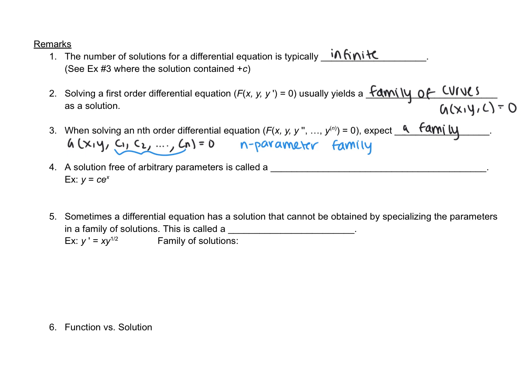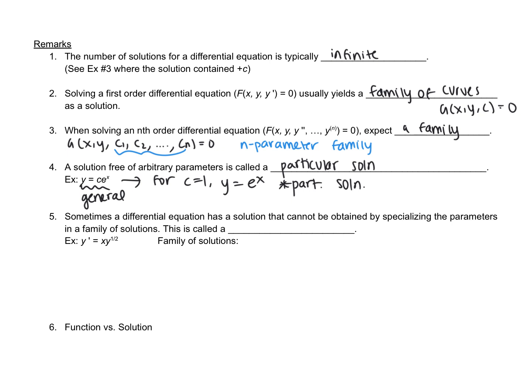A solution that is free of arbitrary parameters is called a particular solution. For example, this right here is a general solution because it has that parameter c. But if c is 1, we get the solution y equals e to the x. Y equals e to the x is then an example of a particular solution because it does not have any arbitrary parameters.